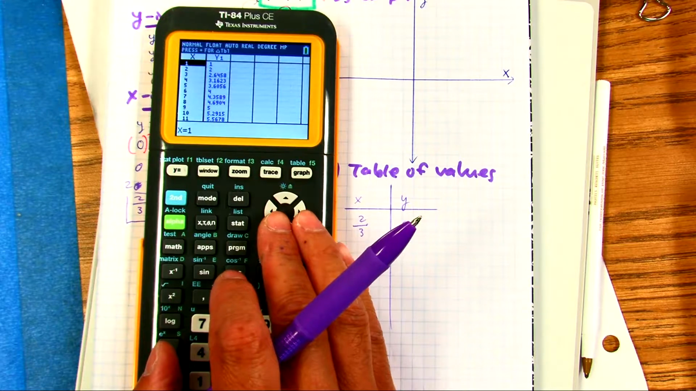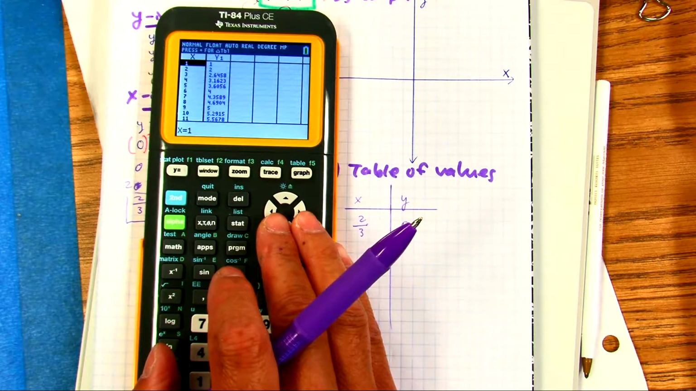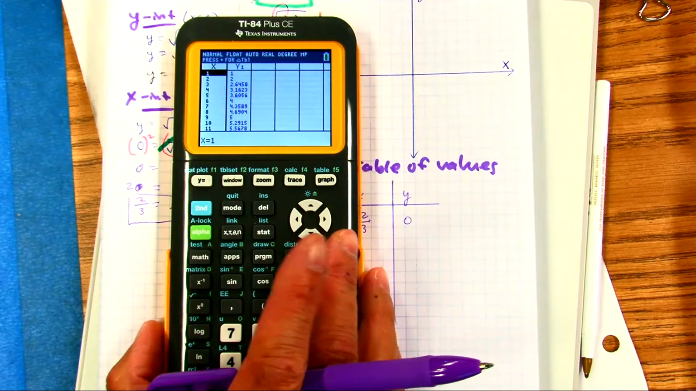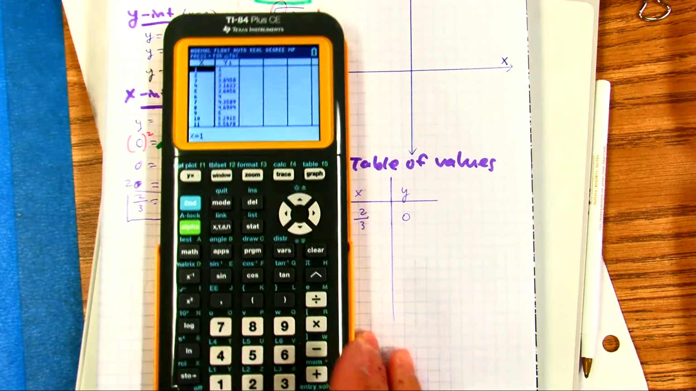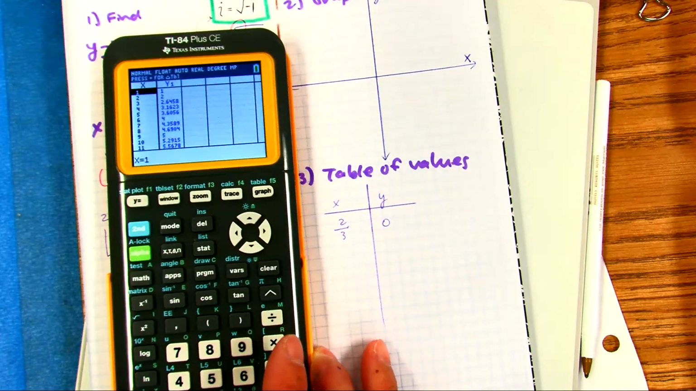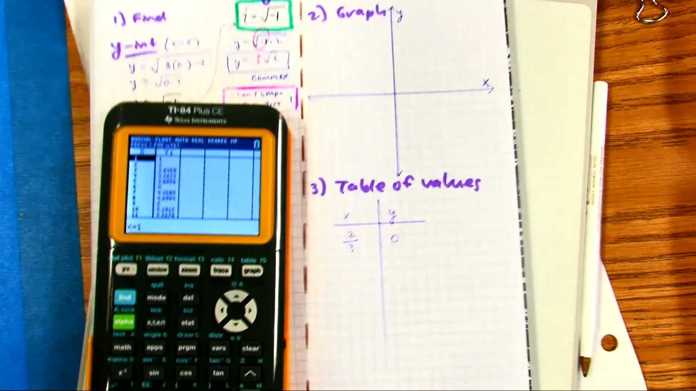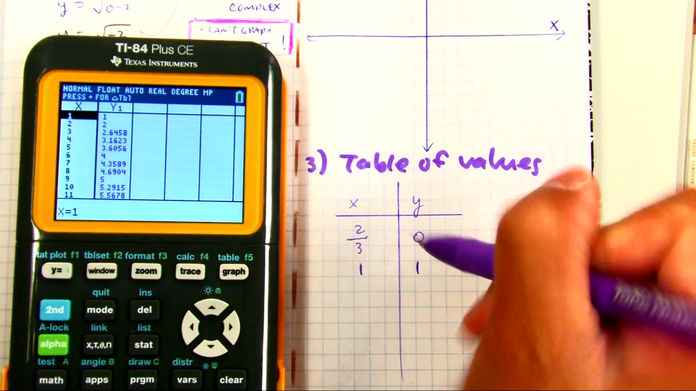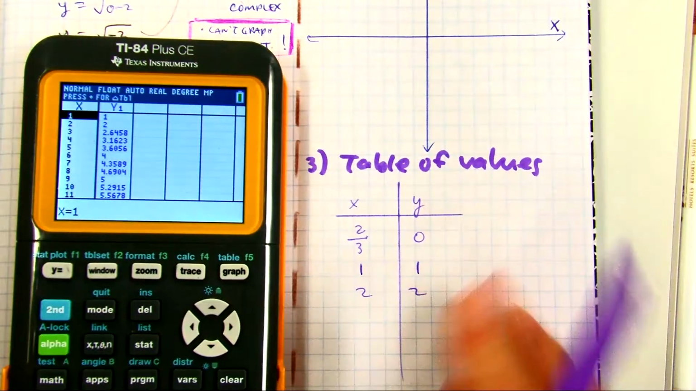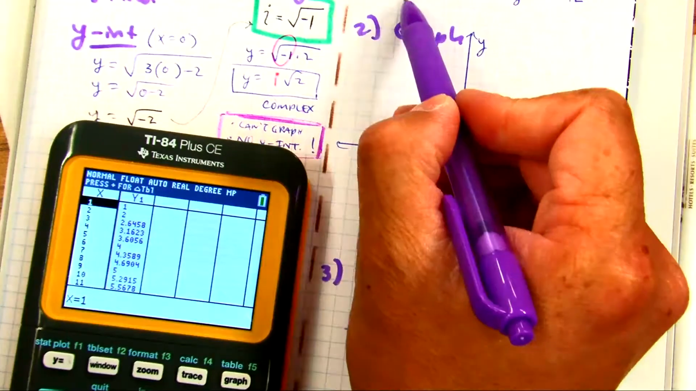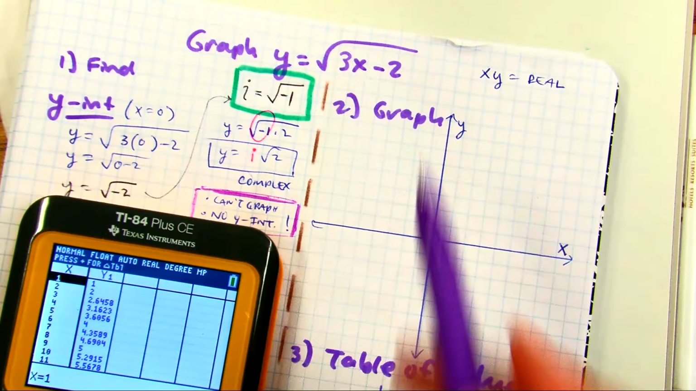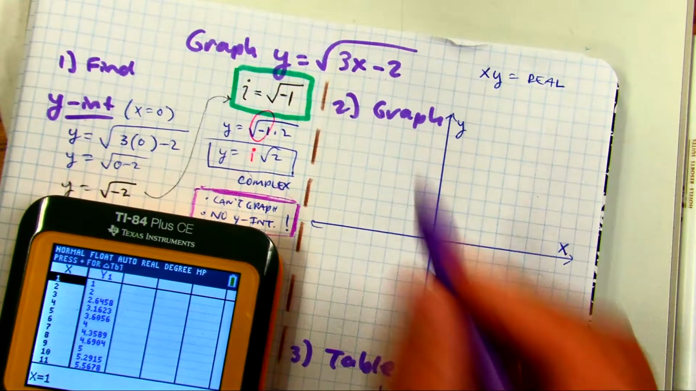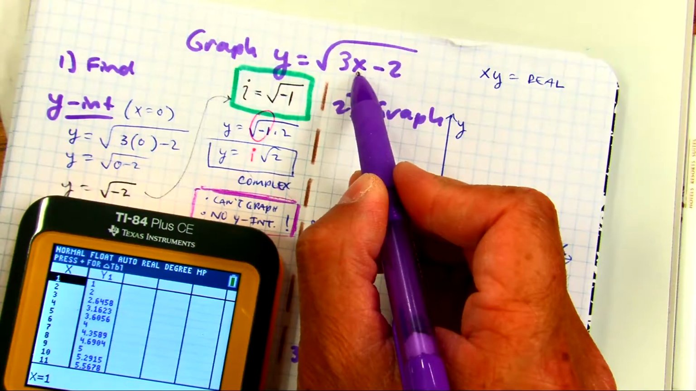Now, what was I really looking for? Whole numbers. Look. 1, 1, 2, 2. 2 times 3 is 6. 6 minus 2 is 4. Square root of 4 is 2. It tells me 6. 3 times 6 is 18 minus 2 is 16, square root of 16 is 4. I'm just writing down a couple of these from my table of values.